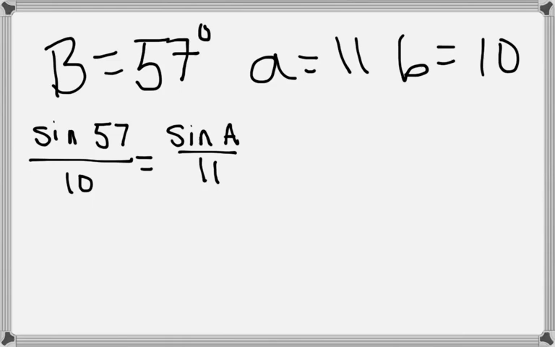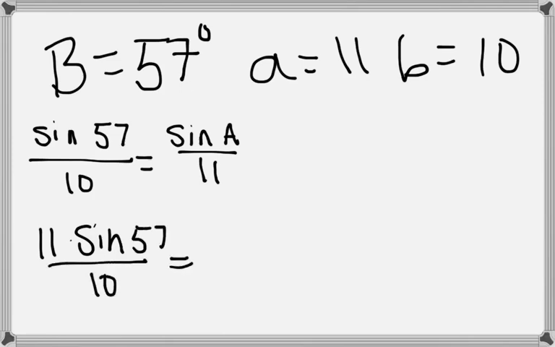At this point, there really isn't a whole lot you can mess up on. If we solve backwards, we're going to get 11 times the sine of 57 divided by 10. That's equal to the sine of A. If we apply the inverse sine to both sides, somebody tell me what you got for angle A. 67.3.